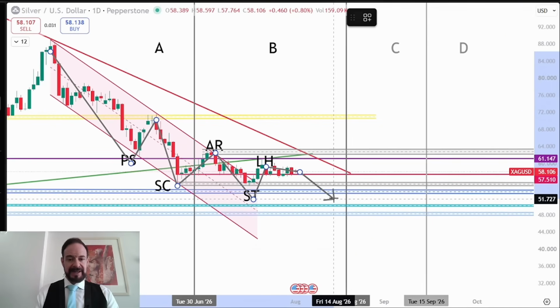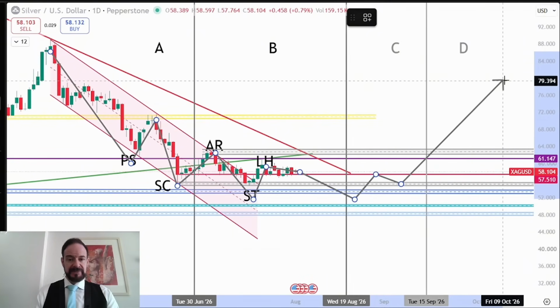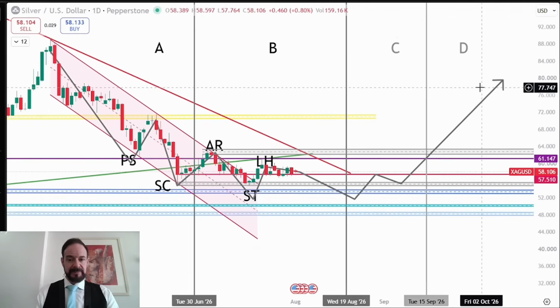And I'm gonna draw it in like this. I mean, we don't know exactly when the phase is gonna end, right? Let's say it's gonna end here. Go back up, doink off this resistance zone, retest, and then we're off to the races, simplifying it. So this is what it would look like.